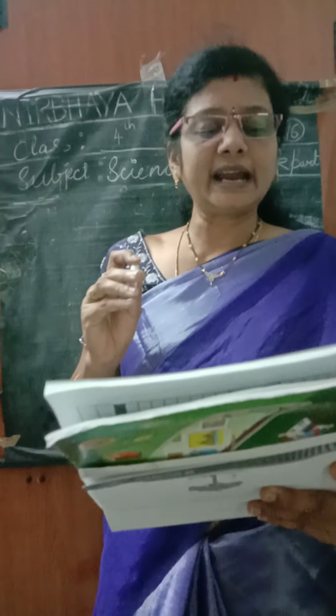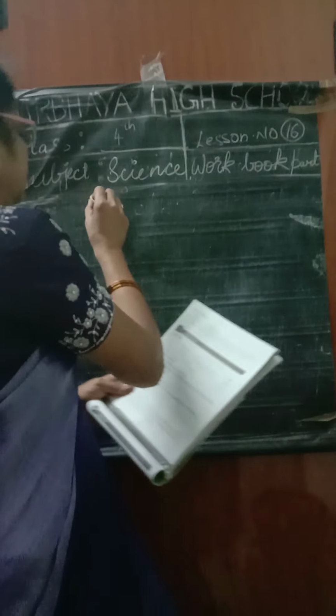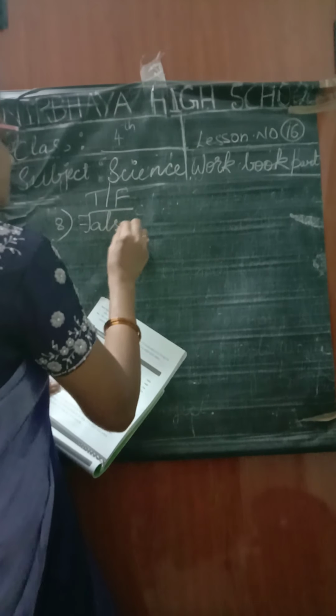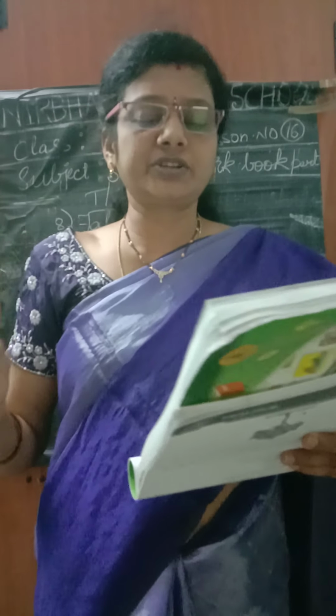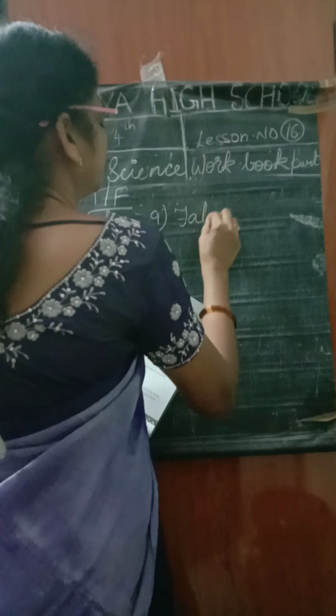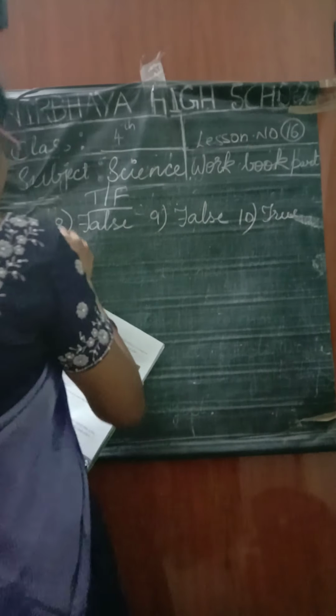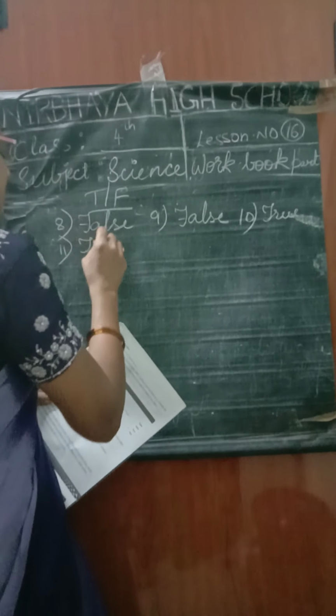Yes, children, next is the eighth one. It is true or false. Eighth one: a smooth surface causes more friction. It is false. And the ninth one, children: the raindrops are pulled towards the ground by the force of friction. False. And the tenth one, children: friction helps us to hold things tight. Yes, it is true. And the eleventh one, children: without friction, moving things will not stop. Yes, it is true.